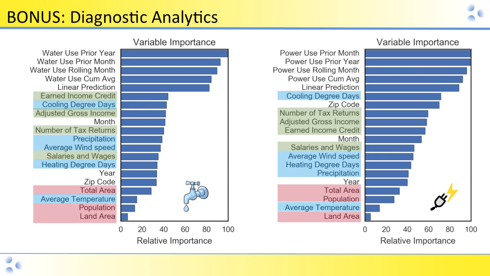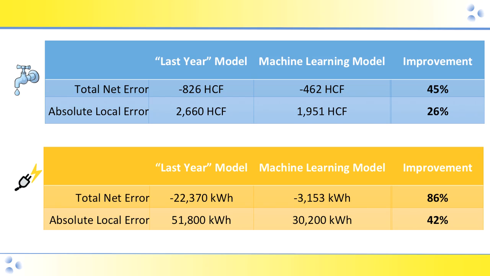So in summary, this is what I was able to do with the machine learning, making predictive analytics, predictive diagnostics, what will happen as opposed to just looking at what has happened. The water usage, I went from a very simple last year prediction model with a total net error of about negative 800, or under prediction of 800 HCF, to a machine learning under prediction of only about 400, an improvement of 45%. The absolute local error was reduced from about 2600 for the simple model to about 1900, an improvement of about 26%.